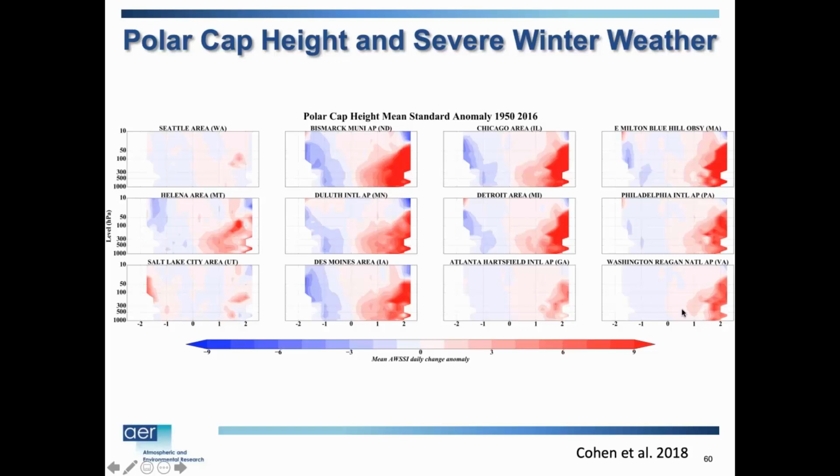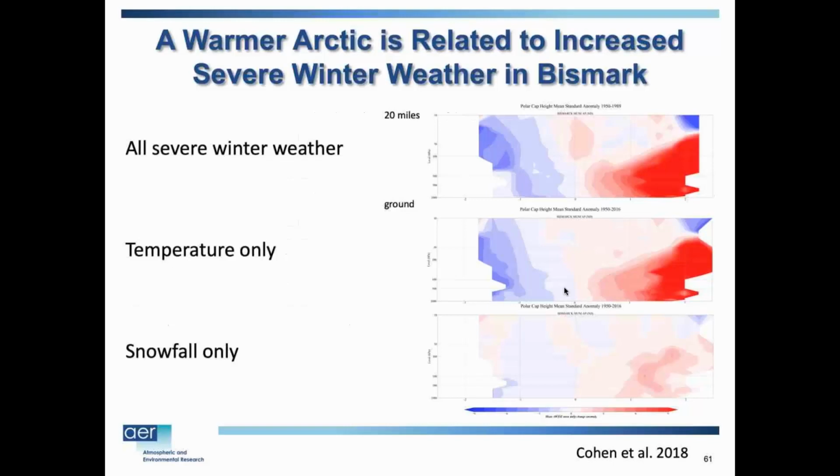You can see for a lot of the cities, especially in the northern eastern U.S., when the Arctic is cold, you have a decrease in severe winter weather, and when the Arctic is warm, you have a spike in severe winter weather. And here is pulling out Bismarck. So here's all severe winter weather. You can see this relationship holds for Bismarck as well. When the Arctic is cold, you tend to have less severe winter weather. When the Arctic is warm, you have a spiking in severe winter weather.